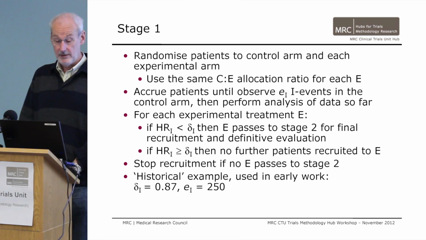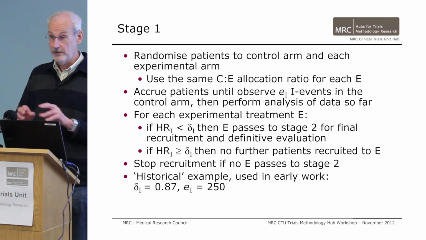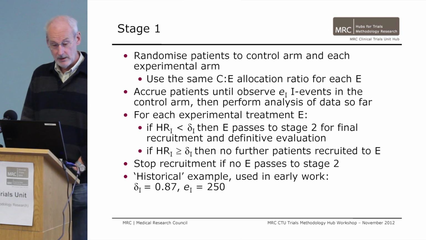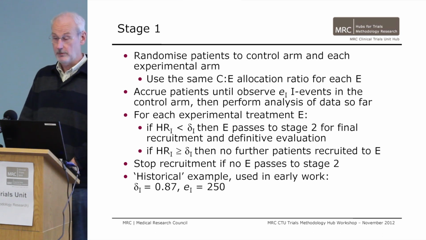stage. And if that isn't the case, if the hazard ratio is too big, maybe it's 1, for example, showing no difference, then further patients are not recruited to that arm. We continue to follow those patients up. They're still in the trial, but there's no further patients added to that arm. If all the treatments failed to pass the lack of benefit analysis, then we stop recruitment altogether. And that essentially is the end of the trial, though we may continue to follow patients up.